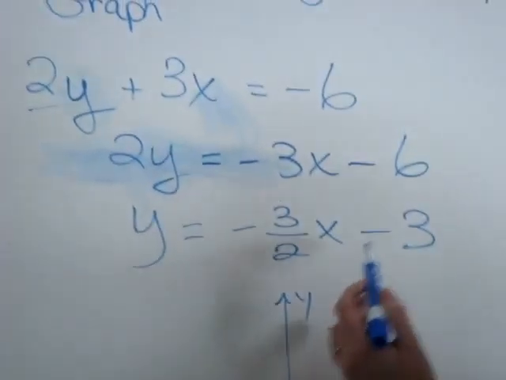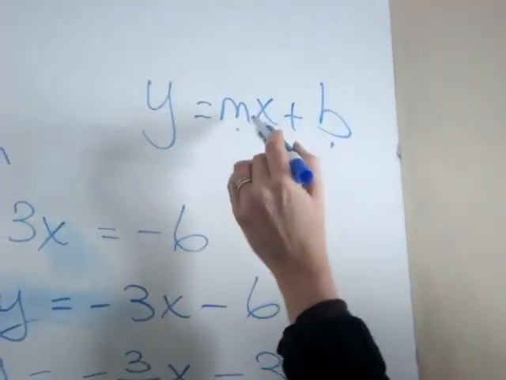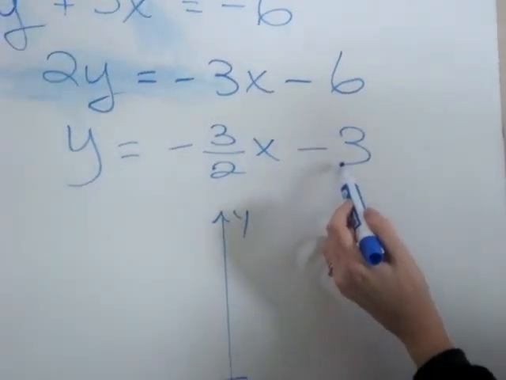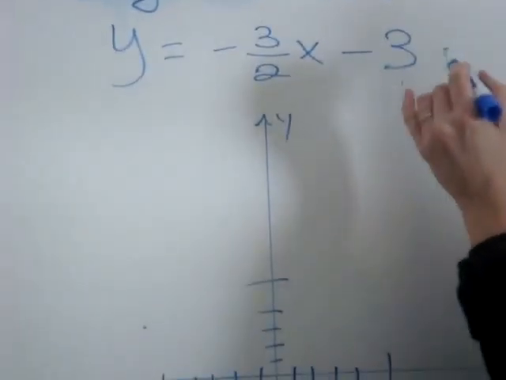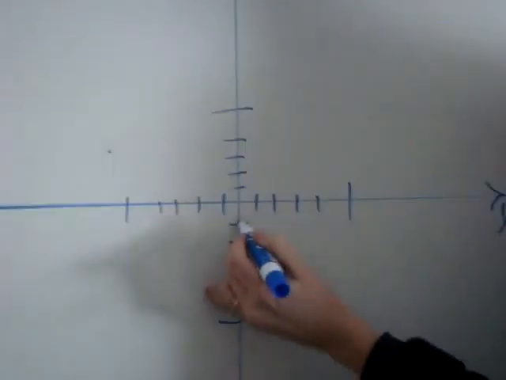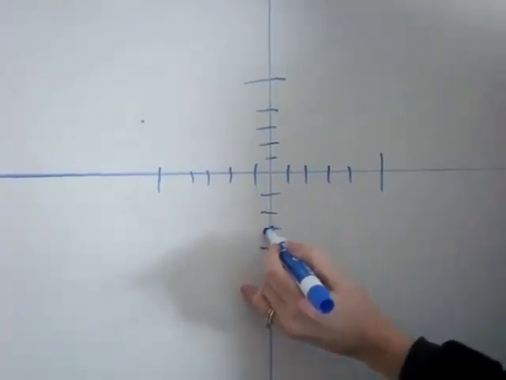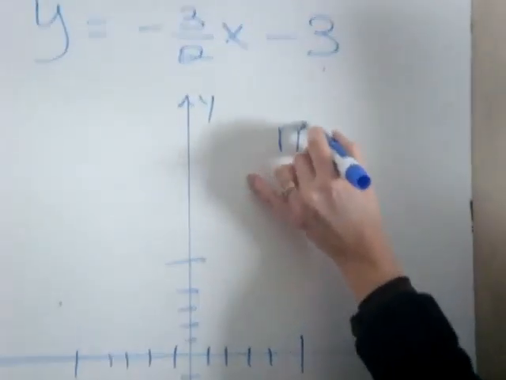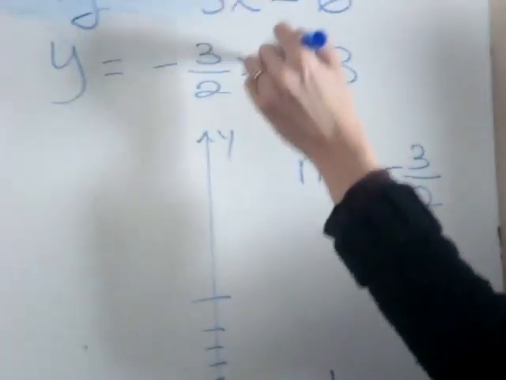Okay. You start with b, because b comes before m. Our y-intercept is -3. So that's where it crosses the y-axis. So I go down 1, 2, 3 and put a point. Starting at that point, our slope is -3/2. Remember, m comes before the x.